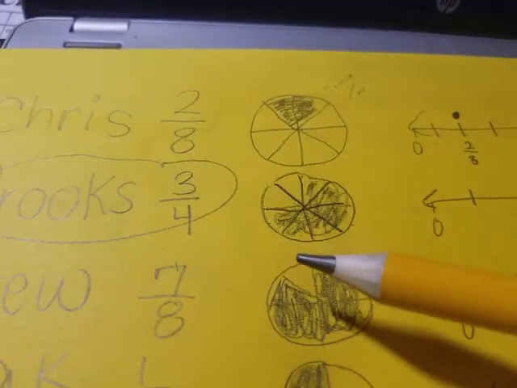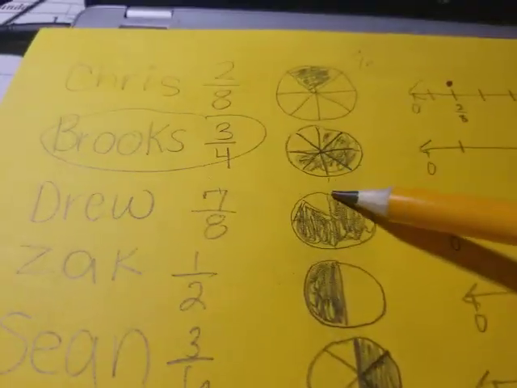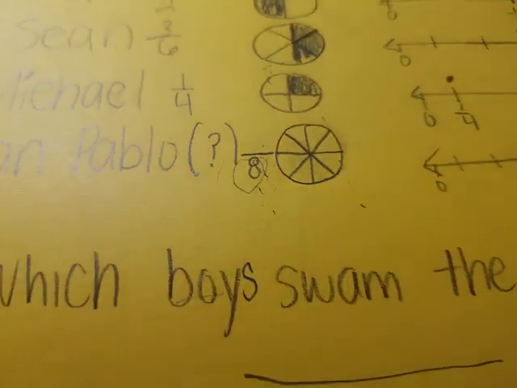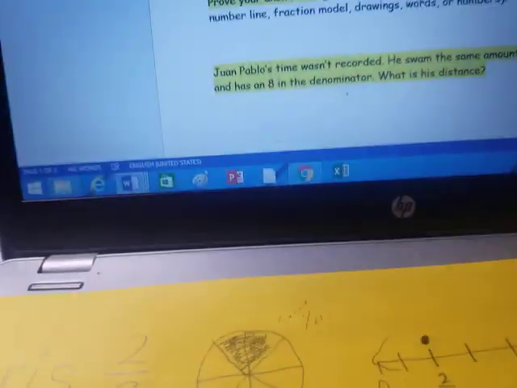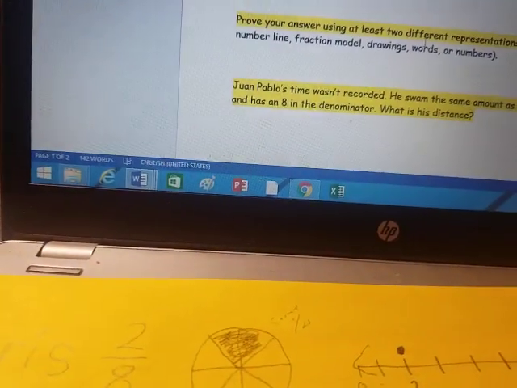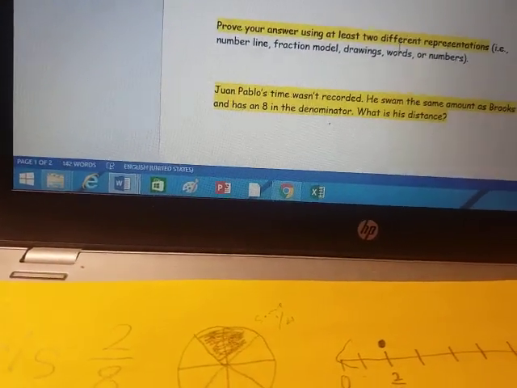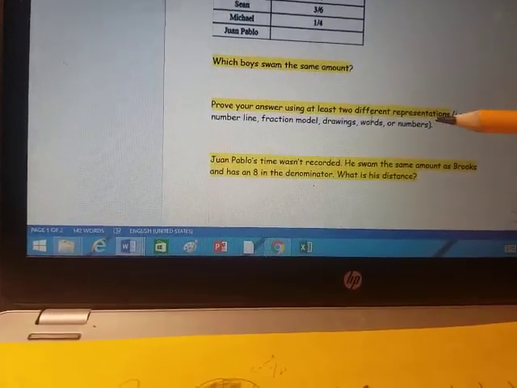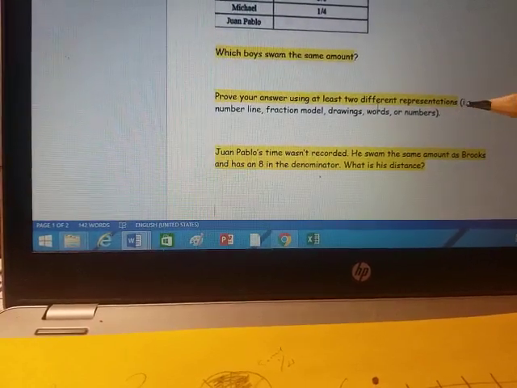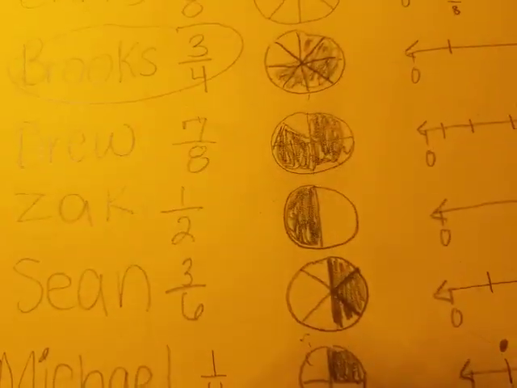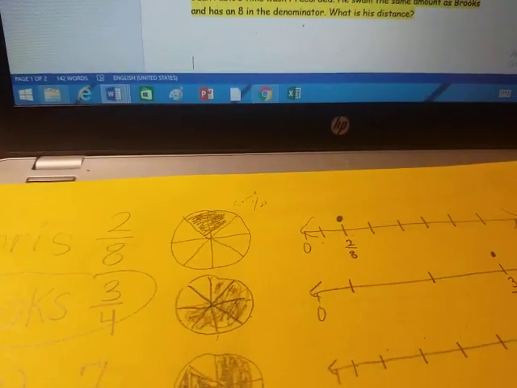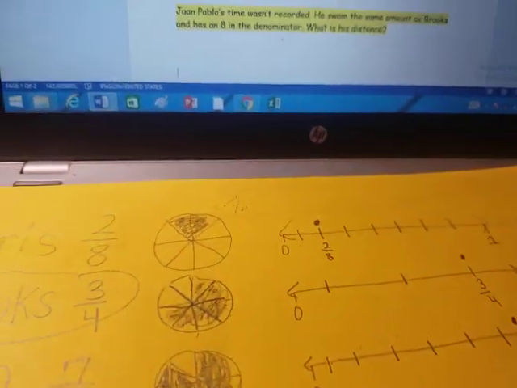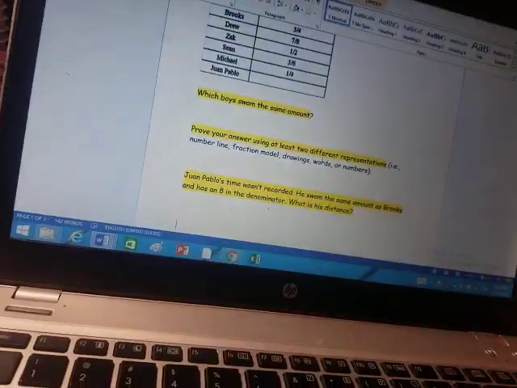So I pretty much gave it away, okay? So you would color the same amount here, and then you would tell me that fraction. And then you would just tell me what his fraction is. Just write the fraction. And that's it for that part. So again, you're telling me which boys swam the same. You're going to draw the two boys by drawing the circles in a number line, or you could do it in words, it says, or whatever. But my suggestion is to do it in number line and shape because it's just easier.